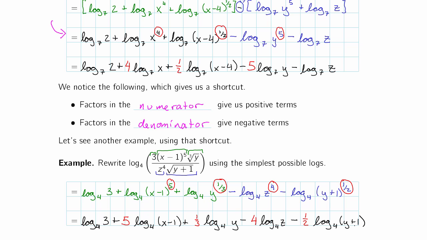After you practice this 50 times or so, you might find that you're able to just write down this last line directly, but practice starting with this line first. In general, it's not necessary to go through the whole long process. Factors in the numerator give positive terms, factors in the denominator give negative terms, and you can use that to split up the entire fraction right away.